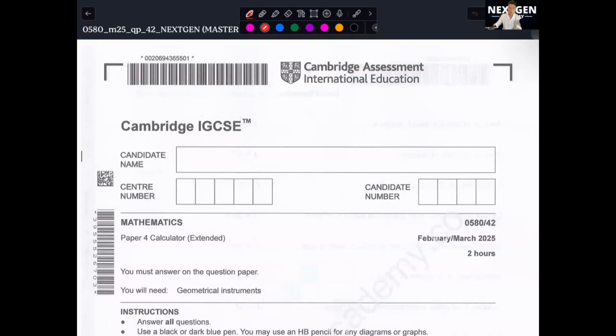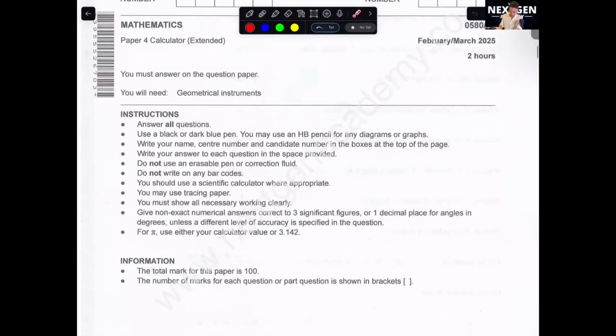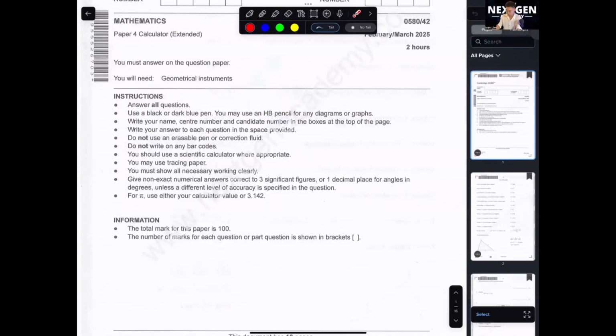Alright. Okay, welcome back, my NextGen family. Today we are gonna go through the February-March 2025, paper 4.2. So this is the very first paper for the new format. What I've observed over here, number one, this is a 2 hours paper and it's a 100 marks paper. What I observed is slightly different from the structure from the old syllabus.